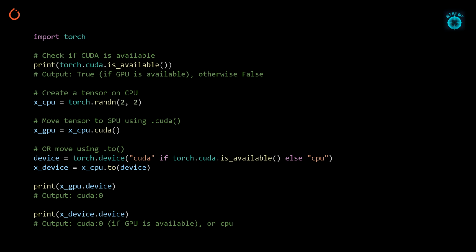Alternatively, we can define a device object using torch.device. This lets us write flexible code that works on both CPU and GPU, depending on what's available. We then move the tensor using .to and pass in the device. This is the recommended method in most real-world applications. Finally, we print the device to confirm where the tensor is stored, either cuda:0 or CPU. Using this pattern ensures your code runs efficiently and is hardware-aware.